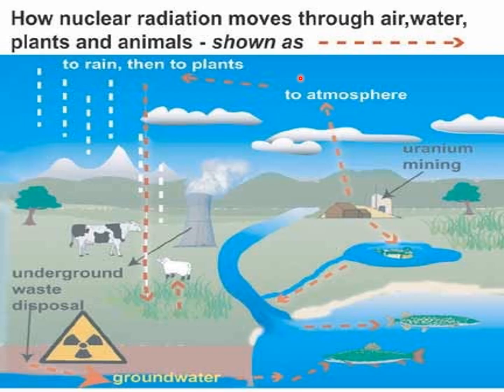How nuclear radiation moves through air, water, plants and animals is shown in this slide. From the nuclear power plant, if you dump the waste underground, then that will reach the animals. On the other hand, uranium mining releases it into the atmosphere. Once it reaches the atmosphere, it mixes with moisture and comes down as rain again. As a result, once again the groundwater is polluted.